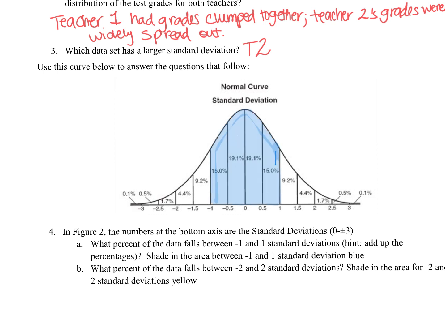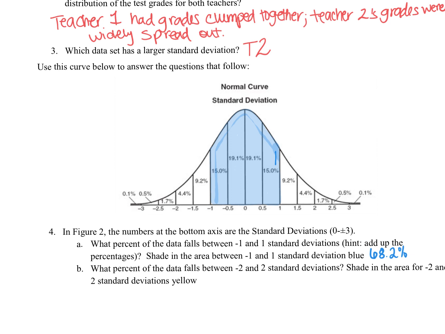And now to figure out what percent of the data is going to fall within 1 standard deviation, I'm going to add up each of these values. And I can simply use a calculator for this. So 15.0 plus 19.1 plus 19.1 plus 15.0 would give me 68.2% of the data that is going to fall in that blue shaded area, or 1 standard deviation above and below the mean.